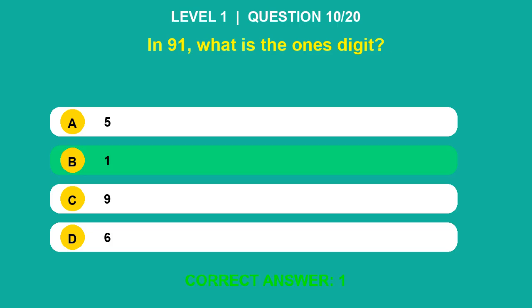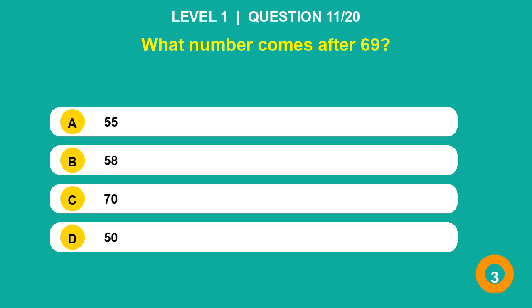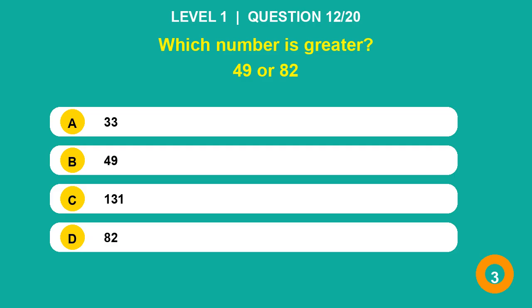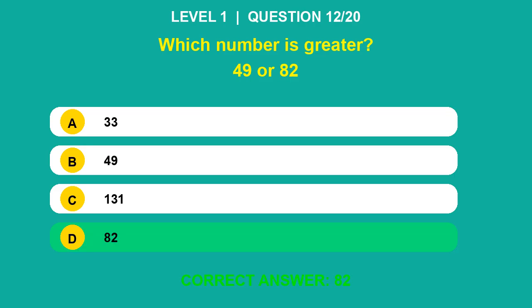In 91, what is the ones digit? Answer is 1. What number comes after 69? Answer is 70. Which number is greater? 49 or 82? Answer is 82.